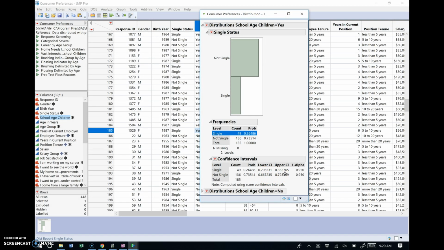All right, so as you can see, calculating confidence intervals for the population proportion, pretty much the same type of thing as it was for calculating confidence intervals for the population mean. Again, you just have to know how to use the statistical calculator, and you have to know how to use this Analyze Distribution menu in JMP.